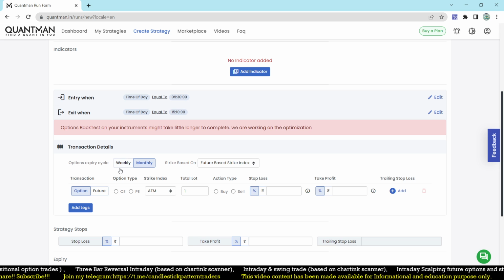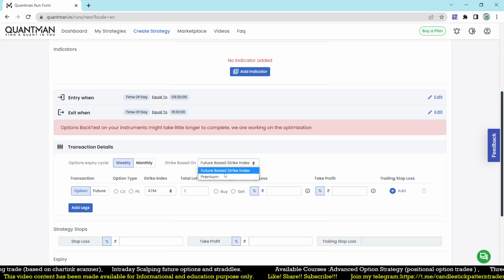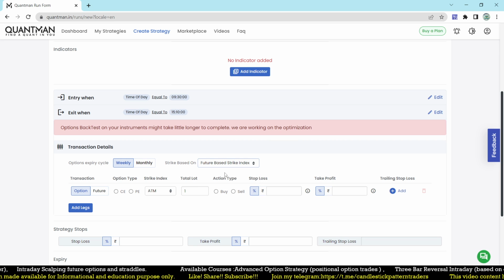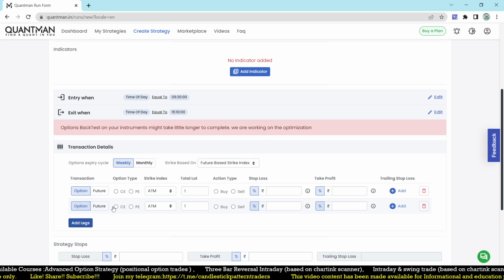And I'm going to make weekly option straddles. For the weekly options, the strike price is based on the future or future index. I'm going to add two legs: one I'm going to sell a call, and another I'm going to sell a put option. So how much stop loss am I going to use? I'm going to use a 30% stop loss from my entry point on each leg. Both I am going to sell.